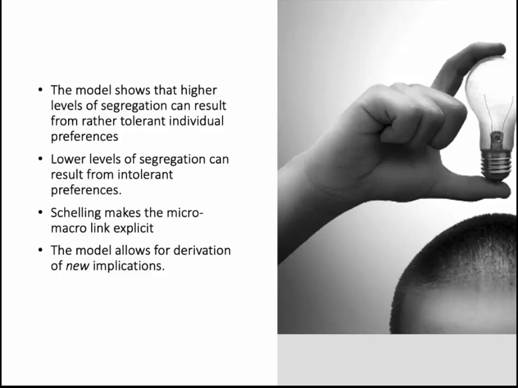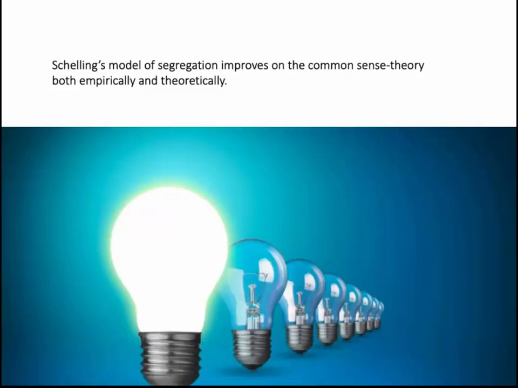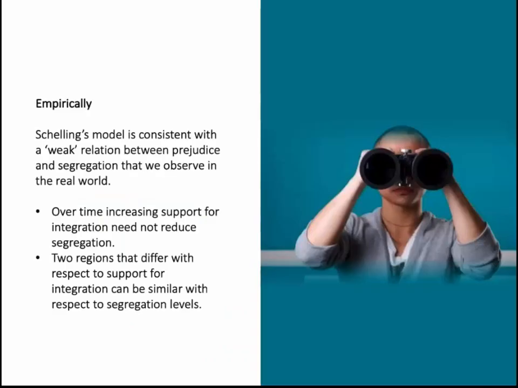So for us, most interestingly, Schelling makes this link between the micro and the macro explicit, through this little toy example, this little computer simulation. And we can then use that to think about what else would have to be true, think about implications that we're then going to go out and test. So the model of segregation improves on this original common sense theory that we had. Remember, there was this very simple idea, there's segregation because people don't like others. It's not the stupidest idea, but we showed it doesn't really hold because other things are not really true. So this model improves on that, both empirically and theoretically.